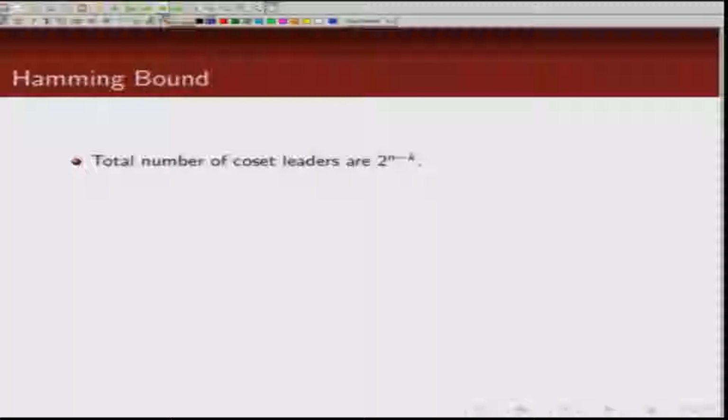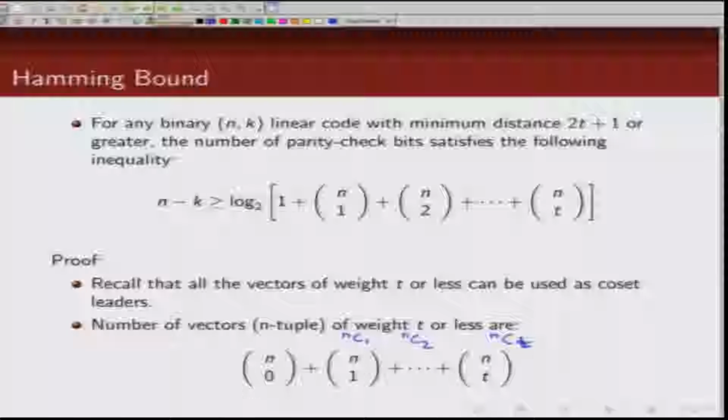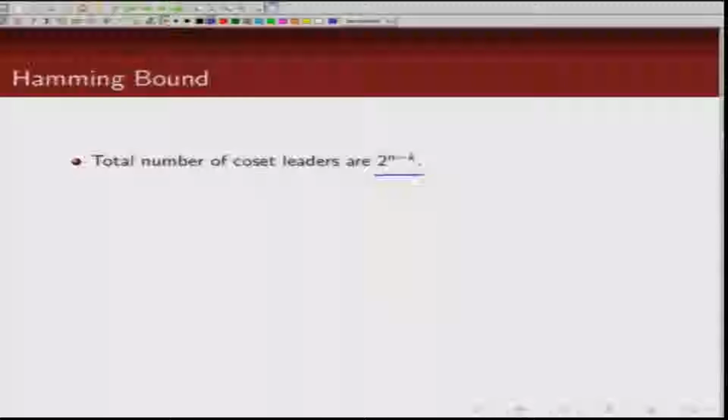But what is the maximum number of coset leaders possible? That number we know is given by 2 raised to power n minus k. So, these are the total number of coset leaders we have. Now, we want all of these error patterns to be coset leaders, then this number should be less than 2 raised to power n minus k.